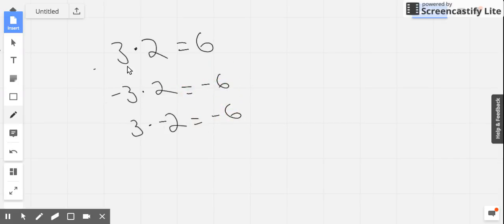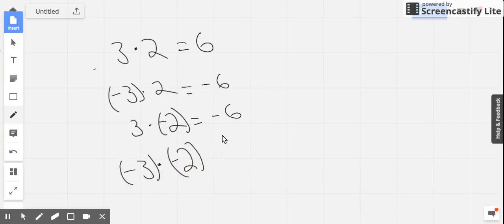So one of the two numbers being negative will produce a negative product. Neither of the numbers being negative obviously produces a positive product. And then the fourth scenario is just like the first. If both numbers are negative, then we have a positive product again. Well, what if there are three numbers?